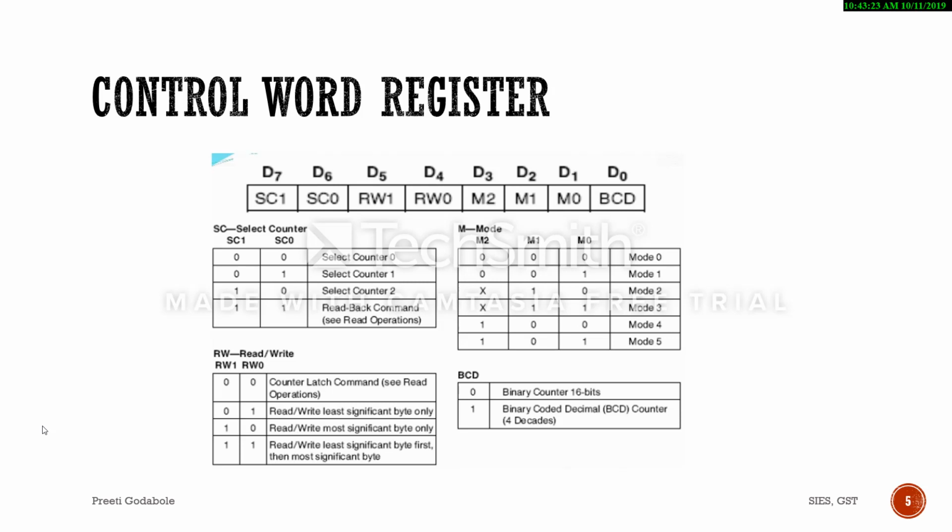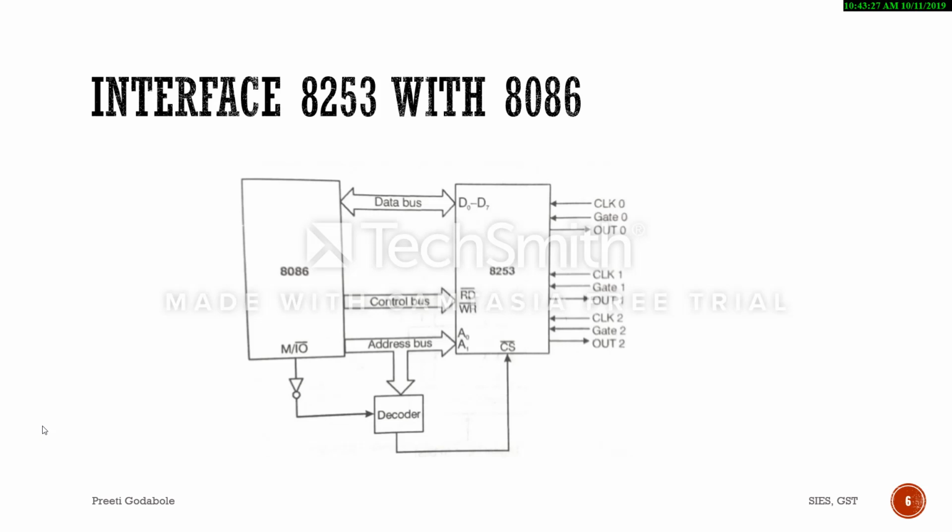Next, we will look at the interfacing of 8253 with 8086. 8253 can be interfaced with 8086 using the data bus, address bus and the control bus. As we know, the address lines A1 and A2 of 8086 will be connected to A0, A1 address lines of 8253. Read bar and the write bar are the two control lines which are essential.